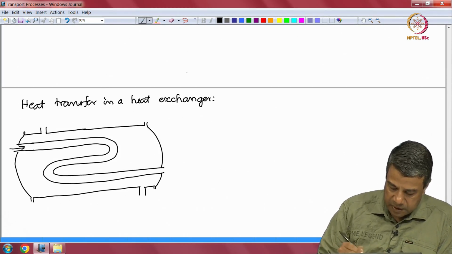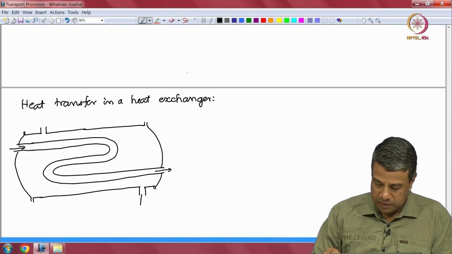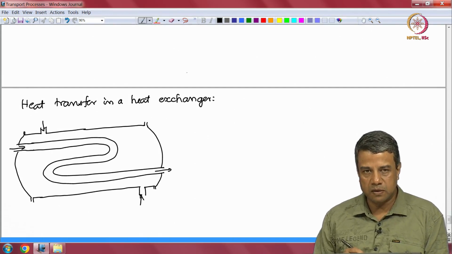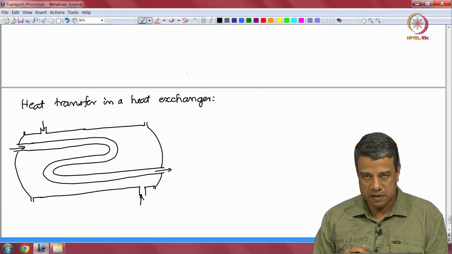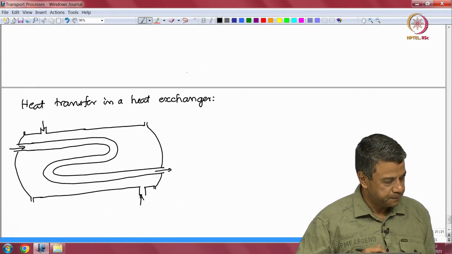So, you have fluid coming in and fluid going out. For example, you could have hot fluid coming into the tube side and cold fluid on the shell side, and therefore the temperature of the hot fluid decreases due to contacting with the cold fluid as it goes through.